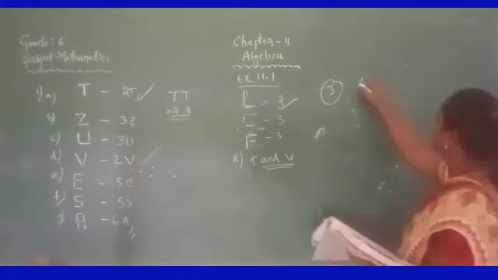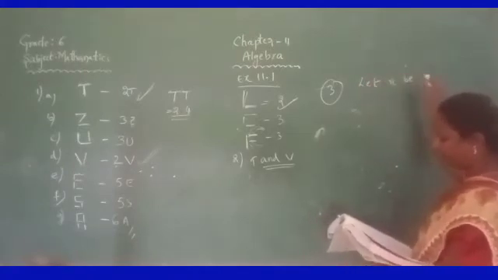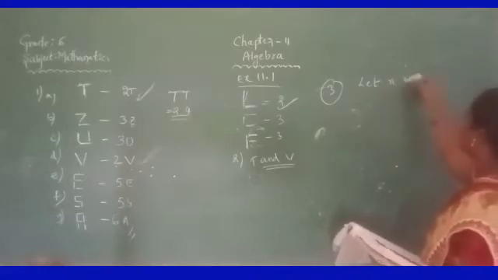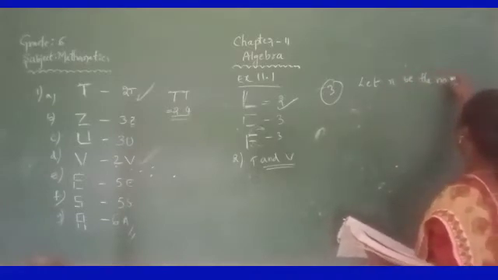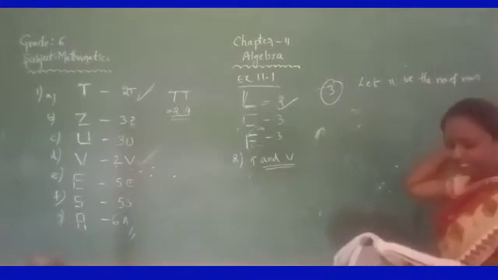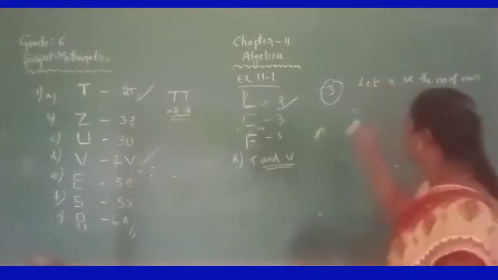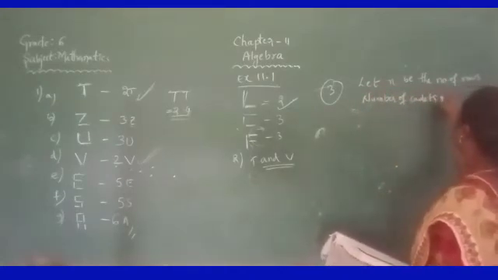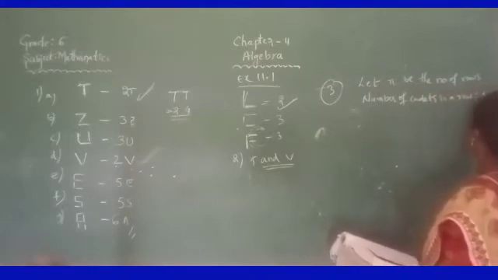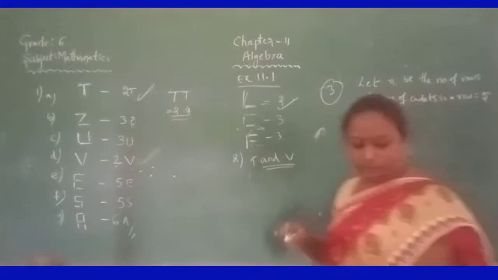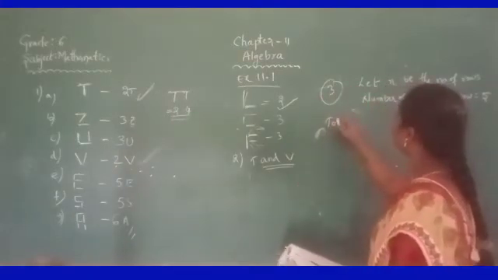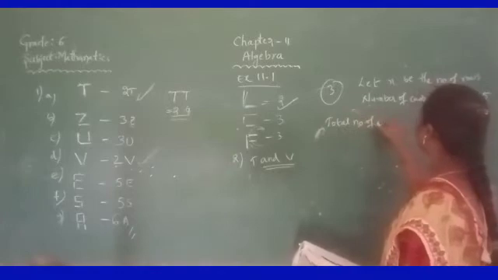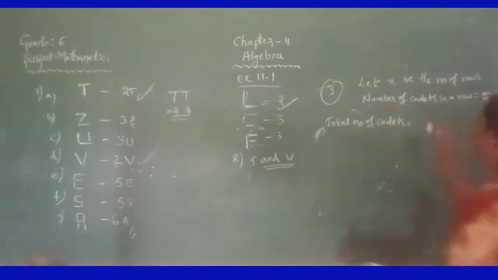Let n be the number of rows. Already given, n is the variable. Number of cadets in a row, you know how many cadets are there? 5. Then we need the total number of cadets. Total number of cadets is equal to number of cadets in a row into number of rows.